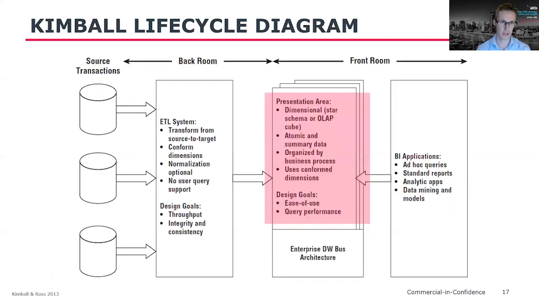So where does dimensional modeling sit in, I guess, the architecture of our data platform or data warehouse? The Kimball Group has this notion of backroom and front room. Backroom is the area that we don't typically see from an end user point of view. So it's where our source systems are being brought into our data platform by ETL or ELT processes. The design goals around that is get it in as quickly and efficiently as possible, so we have no or limited footprint on our operational source systems, and maintaining the integrity and consistency of the data.